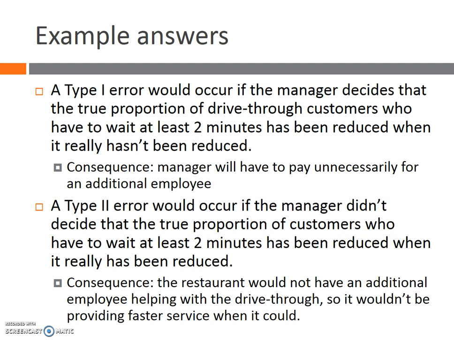fix it at all. A type 2 error would happen if the manager didn't decide that the true proportion who have to wait at least 2 minutes has been reduced, when it really has been. So the restaurant would not have an additional employee helping with the drive-thru, so it wouldn't be providing faster service when it could.